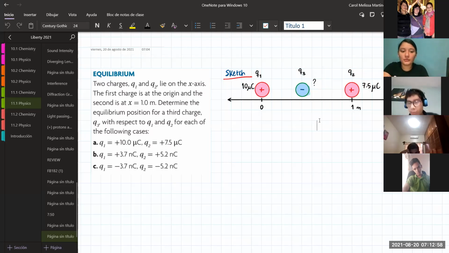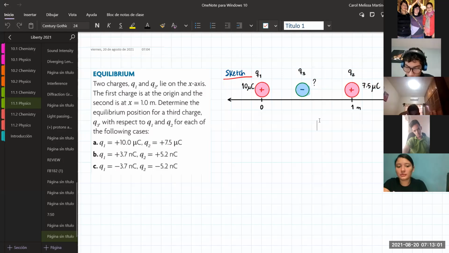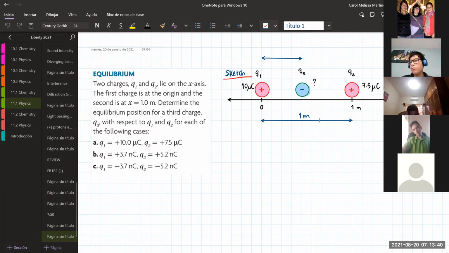I don't need to know it because the charges that I use to get my forces are 10 and 7.5. I don't need to know this one. So the data is fine. And what I do after is I'll use algebra to establish the distances between the charges. For example, I know that all this distance is 1 meter. And because I don't know which distance this is, I'm going to call it D.